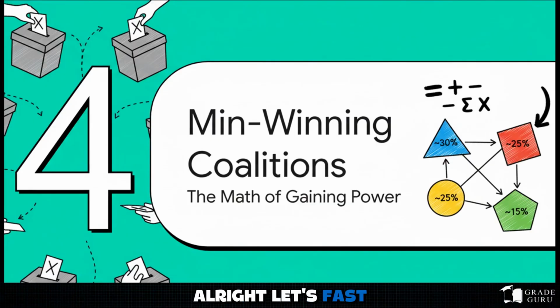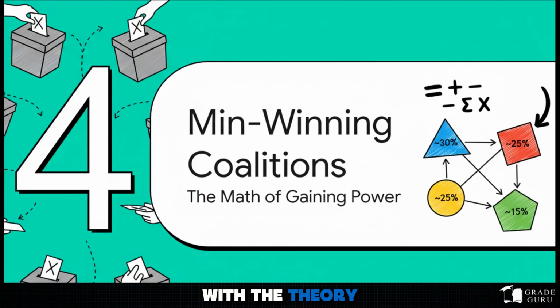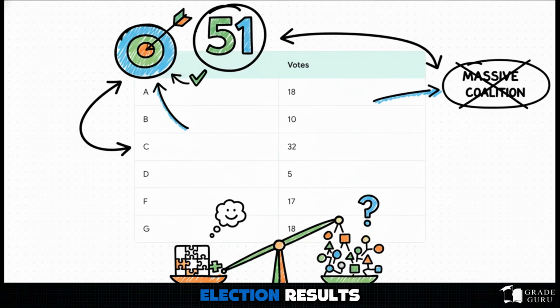All right, let's fast forward. The election's over. Now it's time to form a government. How do parties decide who to team up with? Well, rational choice gives us a really clear, almost mathematical prediction here, with the theory of minimal winning coalitions. So, take a look at these election results. To form a government, a group needs 51 votes to get a majority.